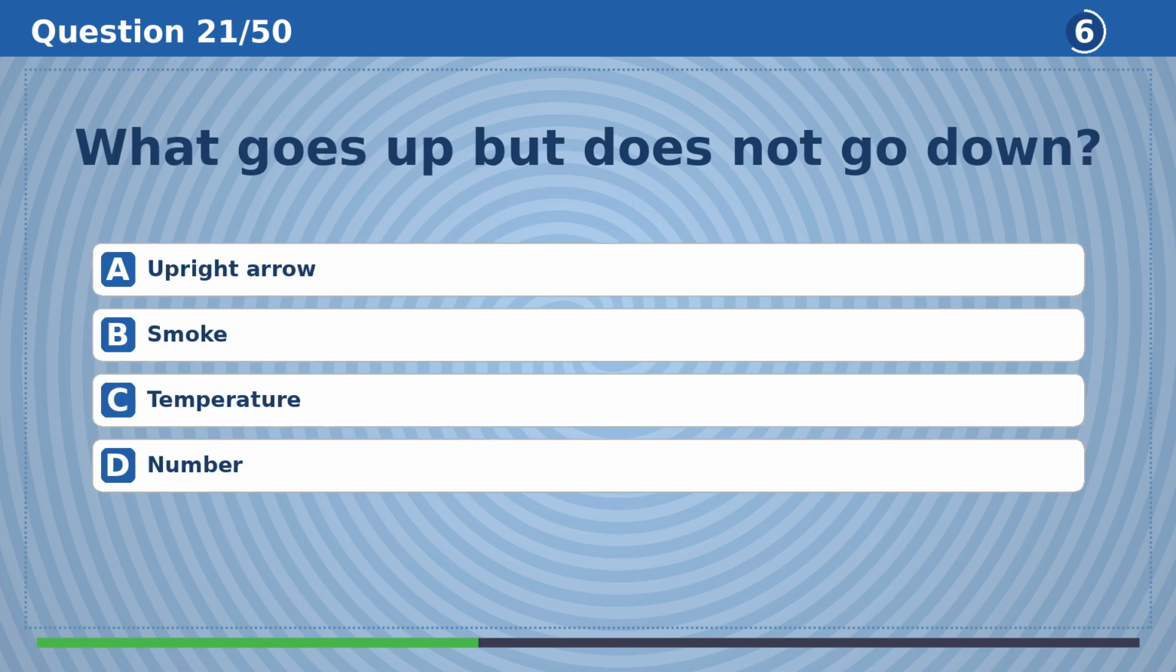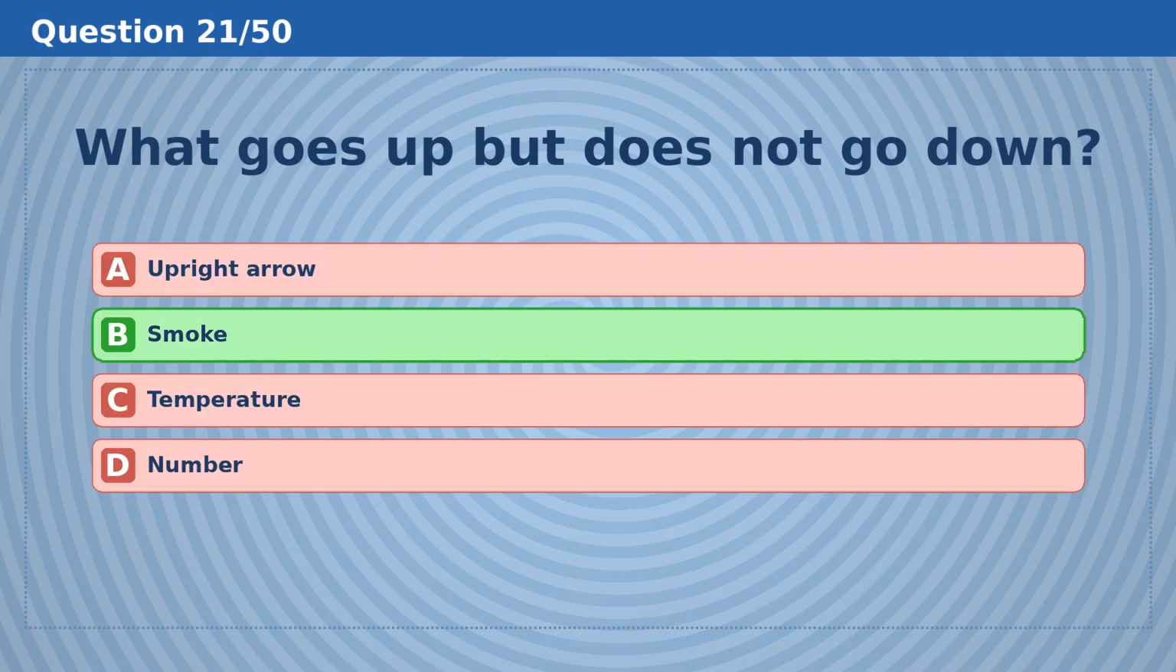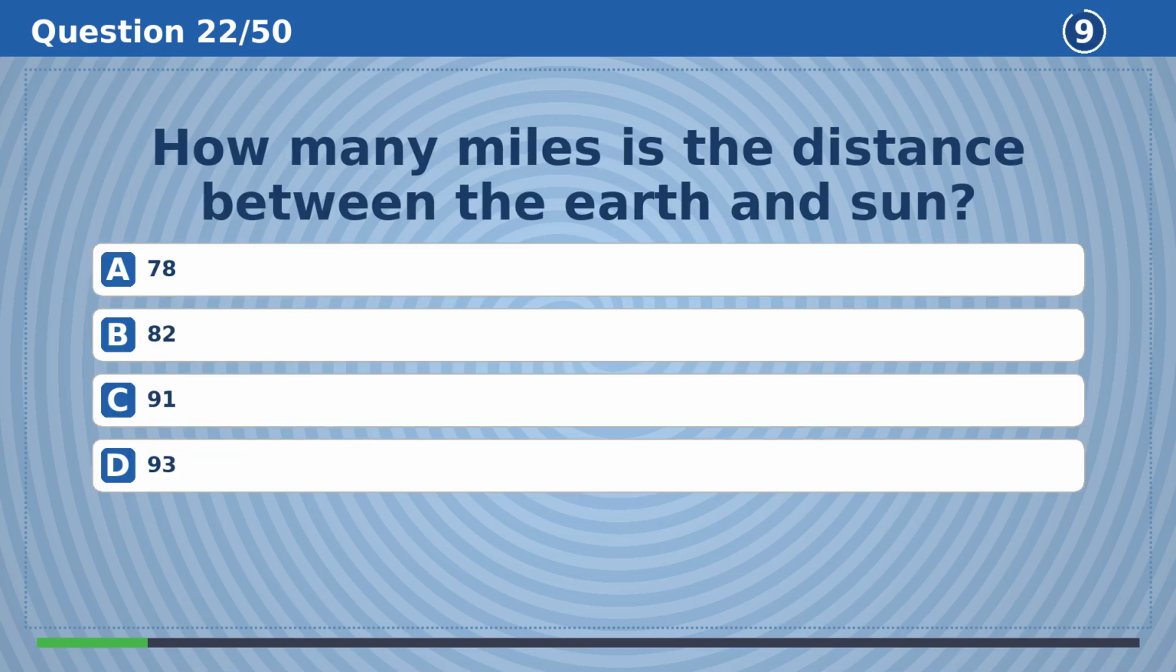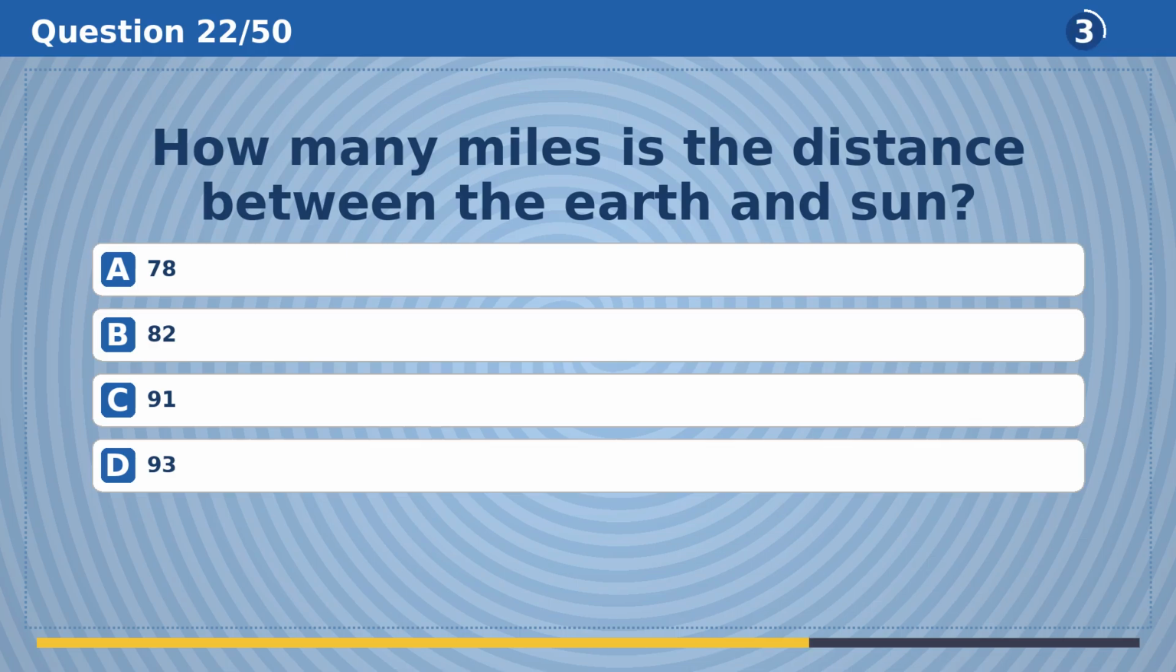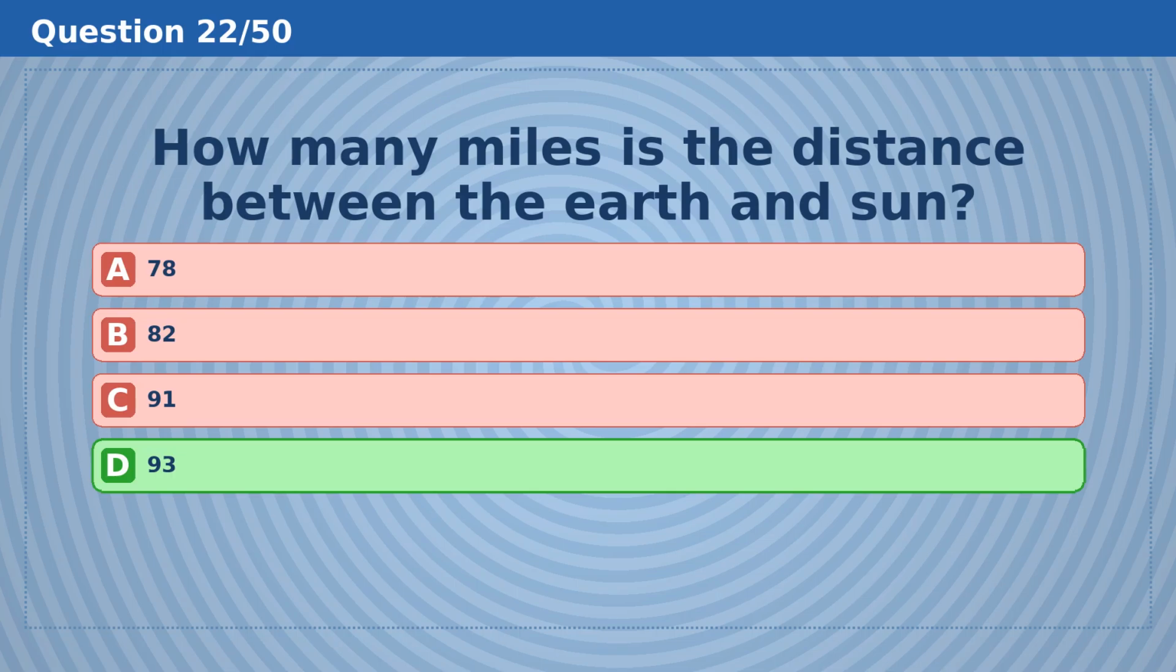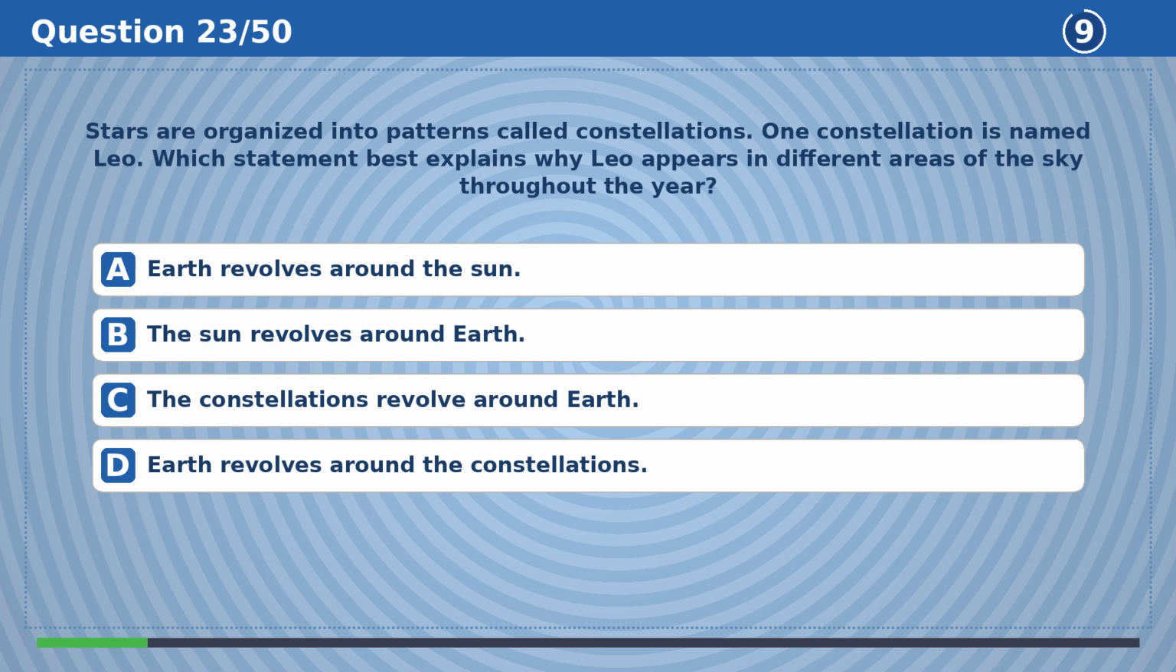What goes up but does not go down? The answer is B. Smoke. How many miles is the distance between the Earth and Sun? The answer is D. 93.